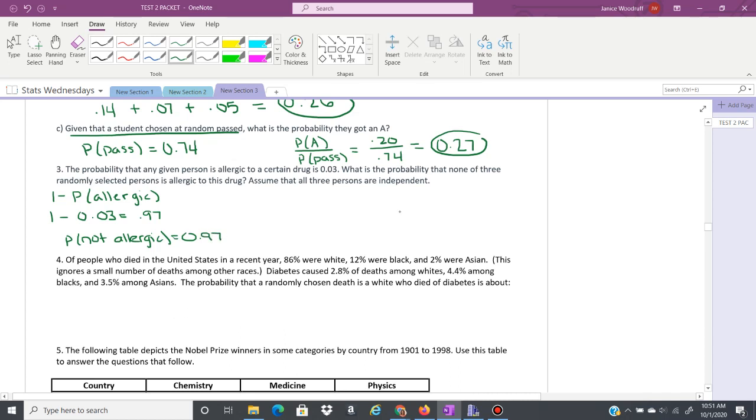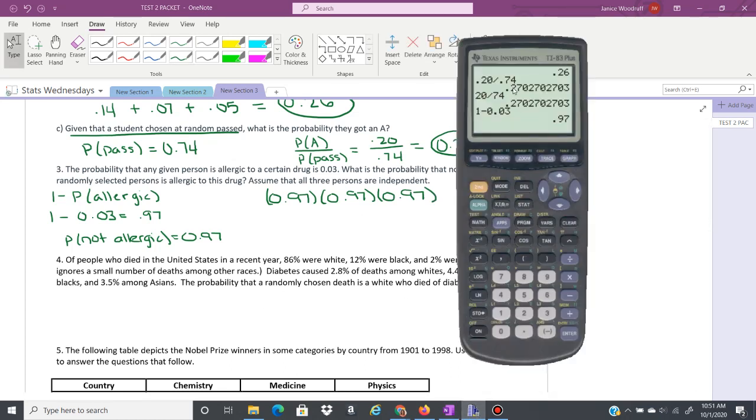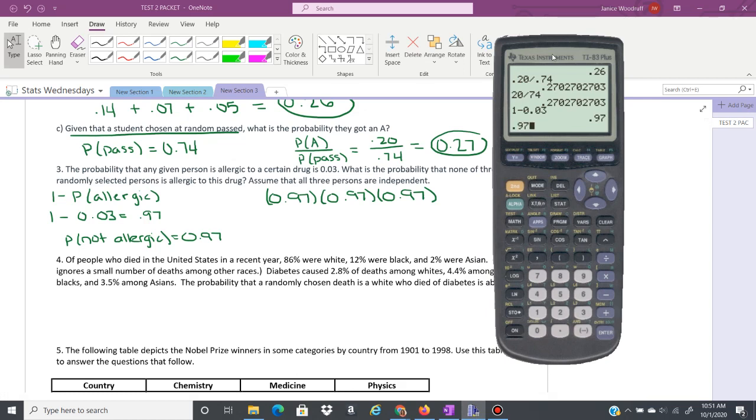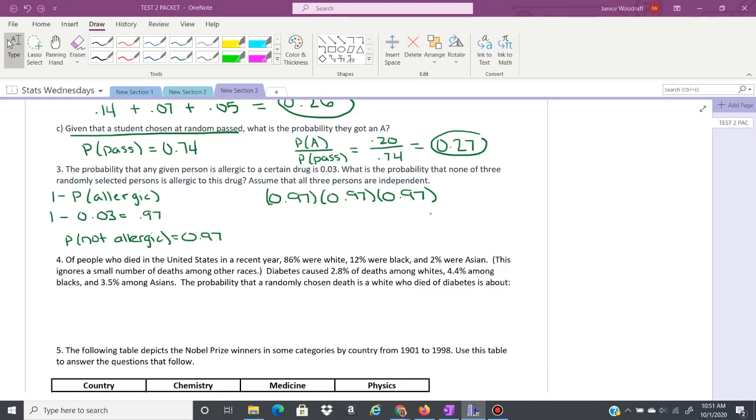is 0.97. So now we are selecting 3 randomly selected people, and they're independent. Okay, so we're going to go like this: P(not allergic) times P(not allergic) times P(not allergic). I'm not going to write all that out. So 0.97 times 0.97 times 0.97. Each time I select a person, they have a 97% chance of not being allergic. Okay, they're independent. So that's going to give us 0.913.